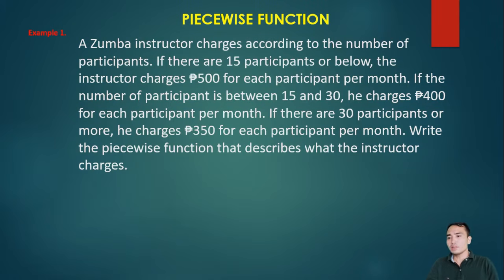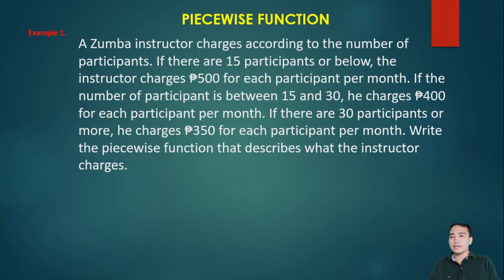A Zumba instructor charges according to the number of participants. If there are 15 participants or below, the instructor charges 500 pesos for each participant per month. If the number of participants is between 15 and 30, he charges 400 pesos for each participant per month. If there are 30 participants or more, he charges 350 pesos for each participant per month. Write the piecewise function that describes what the instructor charges.